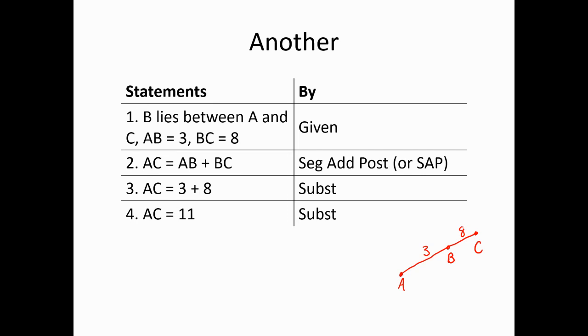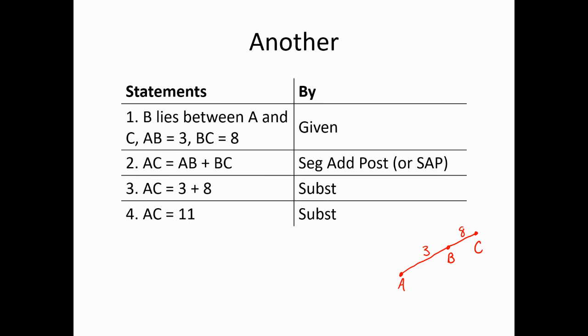And then let's see. We're told on line number 2 that AC is equal to AB plus BC. That says that the whole segment AC is the sum of its two parts, AB and BC. And that is the segment addition postulate, which we will call simply SAP. And then let's see, how do we get to line number 3 from what we had before?